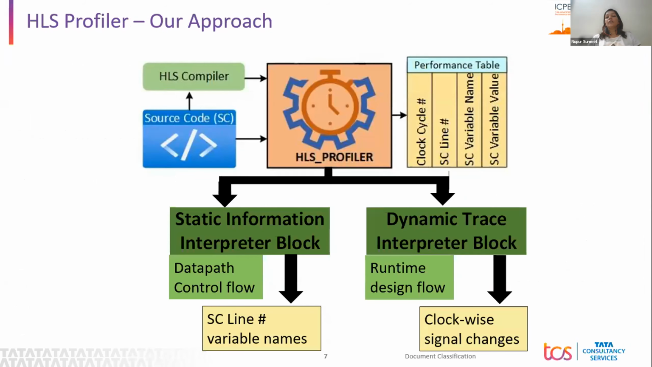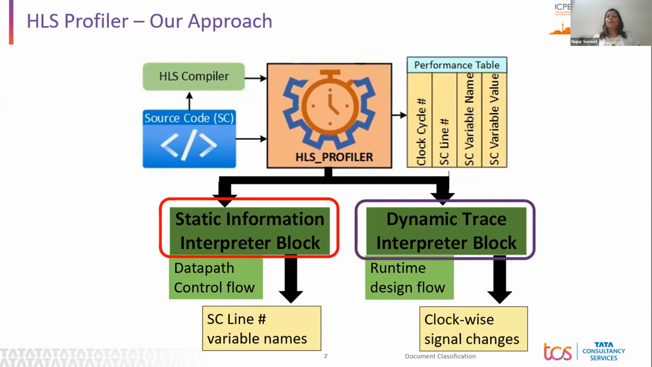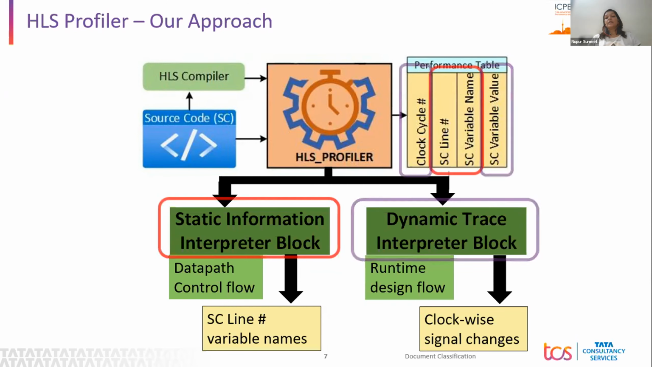Internally, the HLS Profiler is based on static information available from the HLS compiler and dynamic trace available from co-simulation waveforms. The static information captures the data path control flow and helps draw associations between source code line numbers and variable names. The dynamic trace is indicative of the runtime design flow and associates a clock cycle and source code variable value.